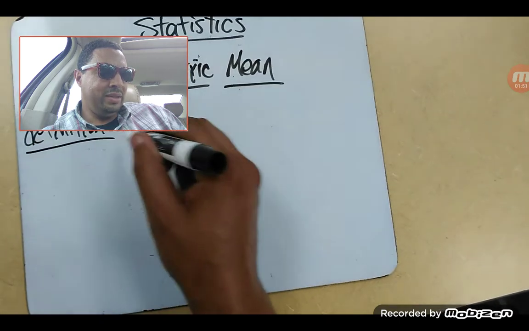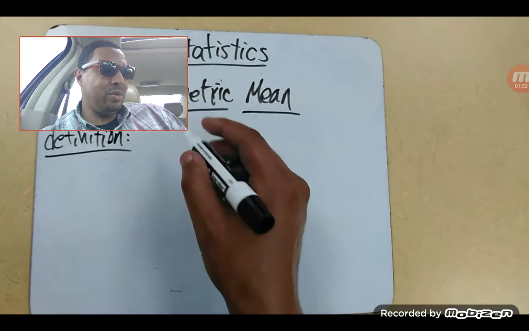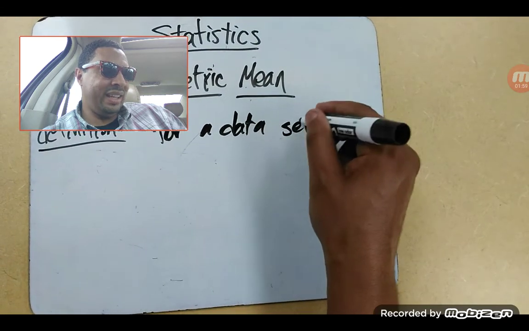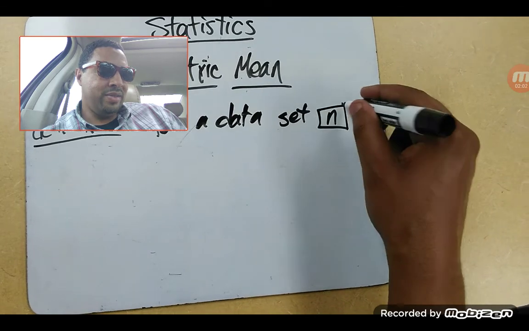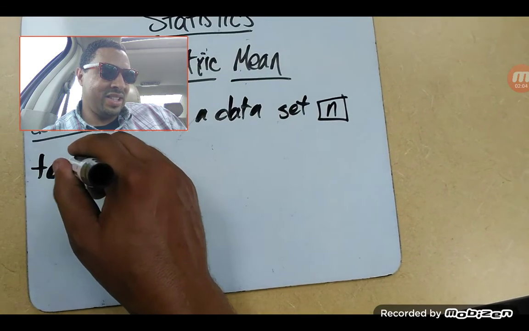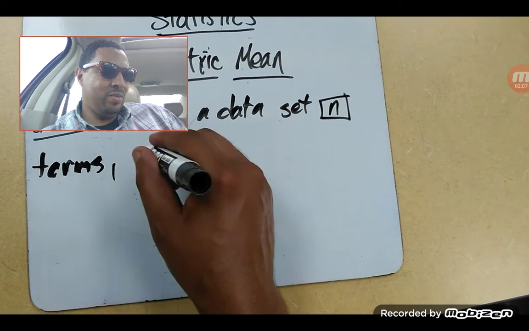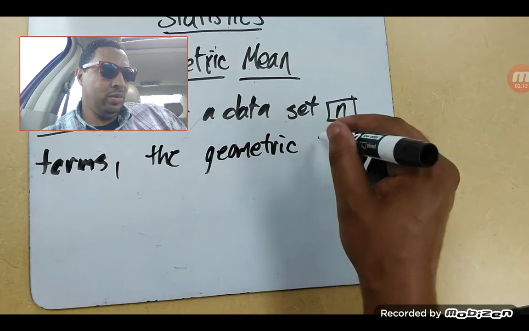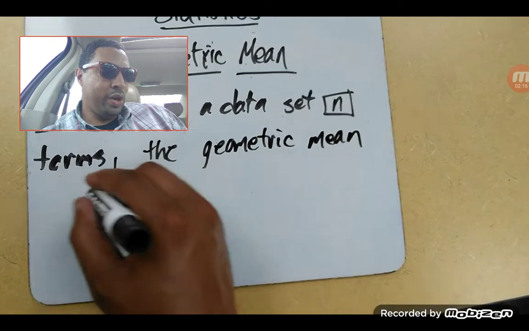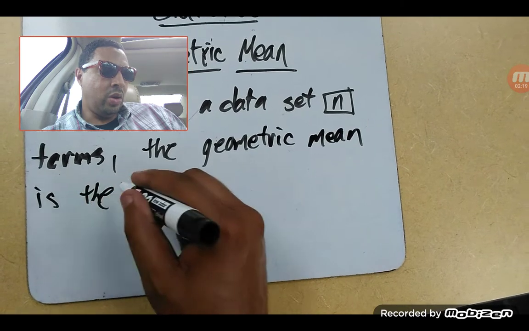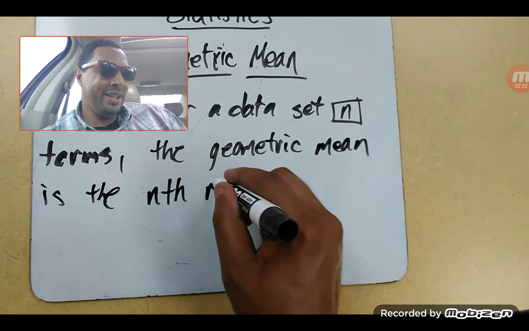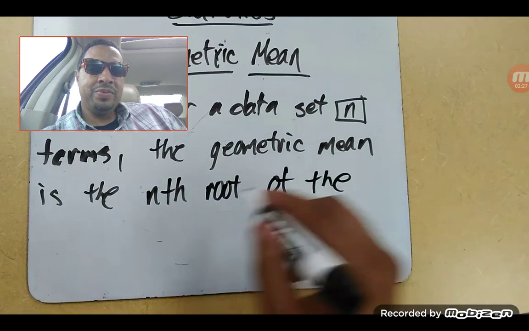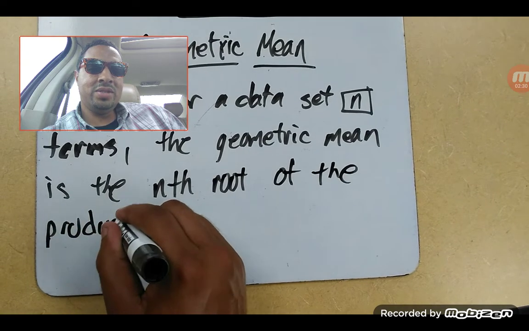So geometric mean, for a data set with n terms, the geometric mean is the nth root of the product of the values in that set. If our data set contains the values a sub 1, and so on, to a sub n, then the geometric mean will be the nth root of a sub 1 multiplied by a sub 2, and so forth, to a sub n, depending on how many values we have in the data set. Let me write this down here so you can see it.